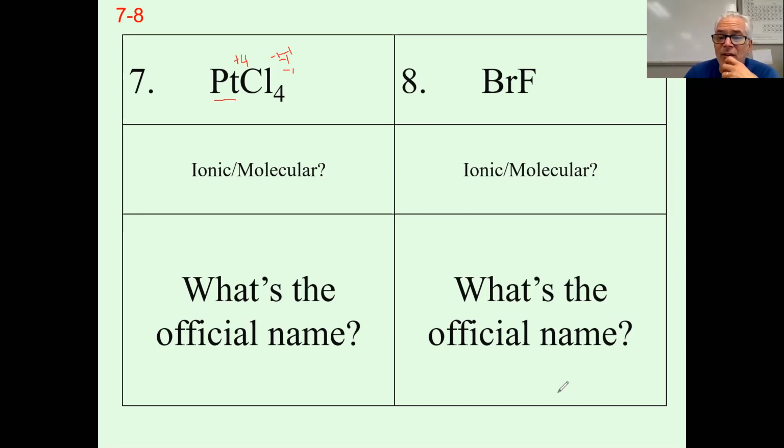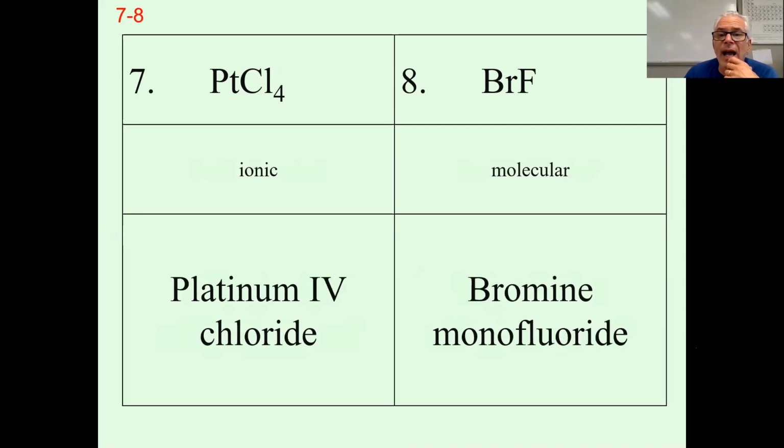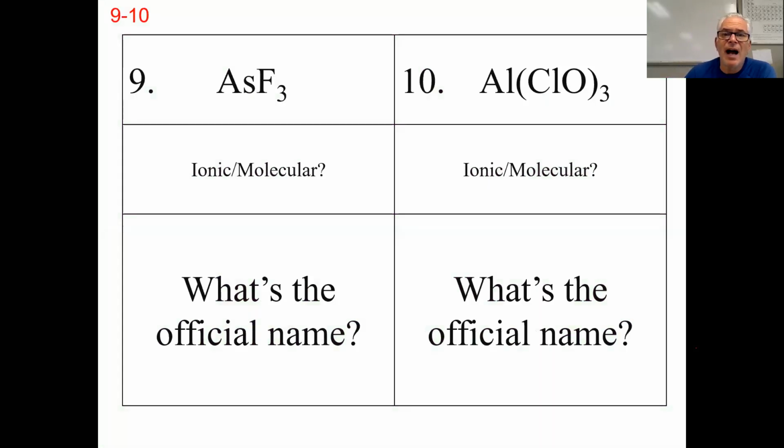And so when I clear all drawings and X out of this, I can go ahead. We have platinum, Roman numeral 4 chloride. Of course, it's ionic, and bromine monofluoride. Some kids will write bromine fluoride. You've got to have a prefix in the second name. Gotta have a prefix. I'm having fun.